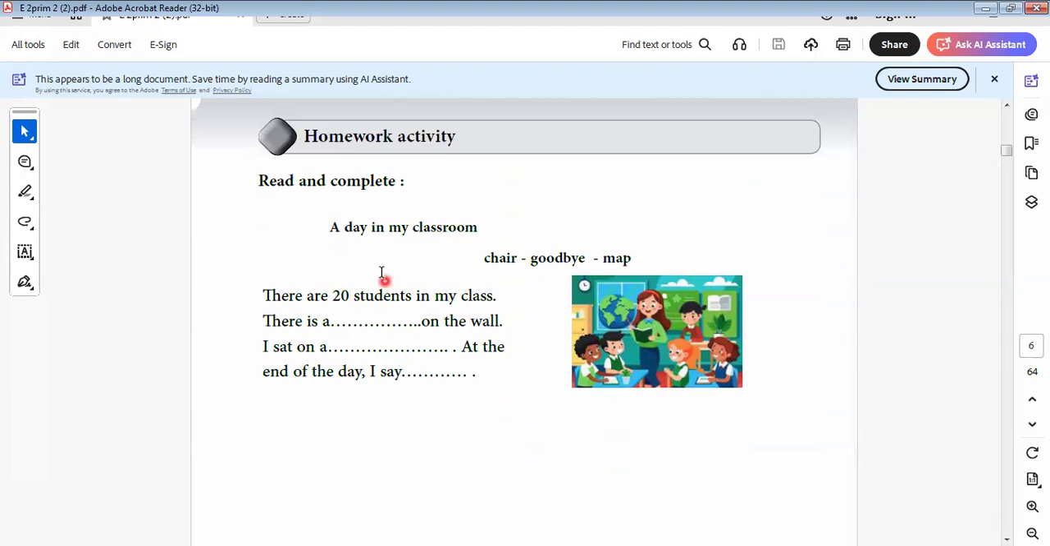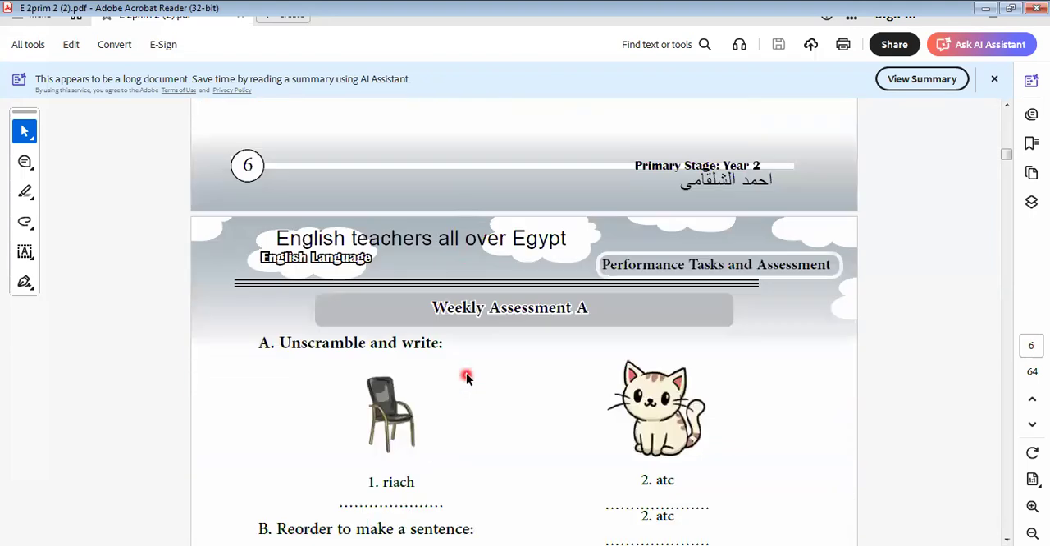Here we say, a day in my classroom. Here we have chair, goodbye, and map. There are 20 students in my classroom. There is a map on the wall. All of us know the map, and later when we take social studies, we know the map in geography. Here is map. I sit on a chair. At the end of the day, I say goodbye to my friends and my teachers.